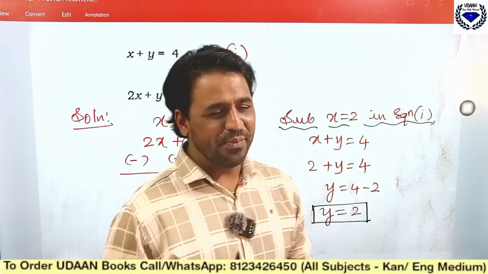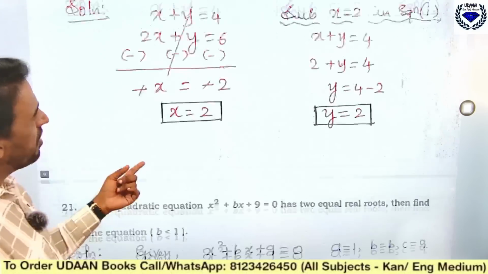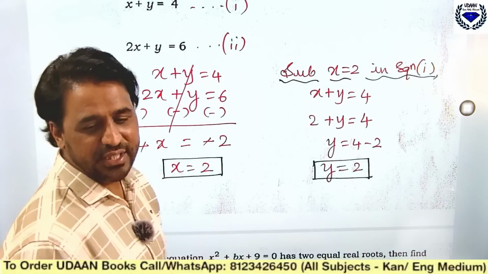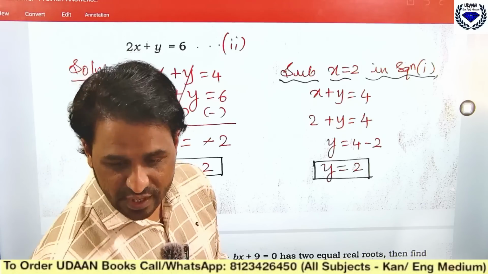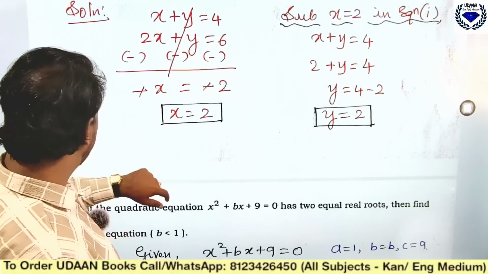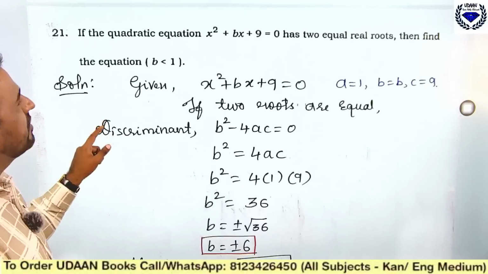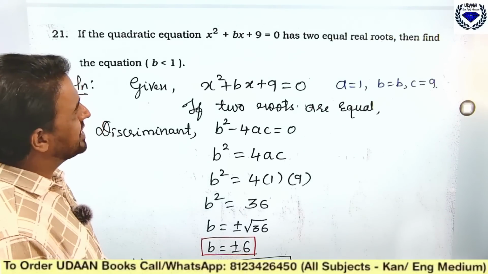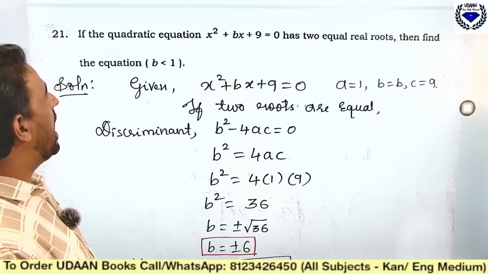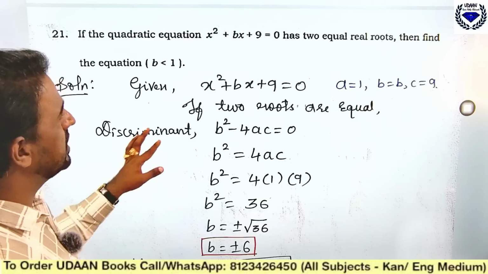Okay, so coming back to the next set of questions, we got the answer as x is equal to 2 and y equal to 2. Okay, now coming to the next one: if the quadratic equation x square plus bx plus 9 equal to 0 has two equal roots, then find the equation.